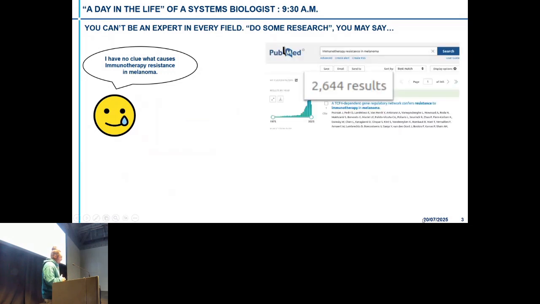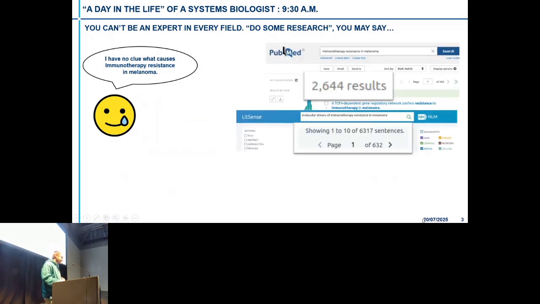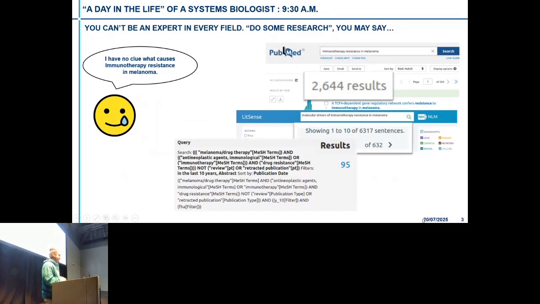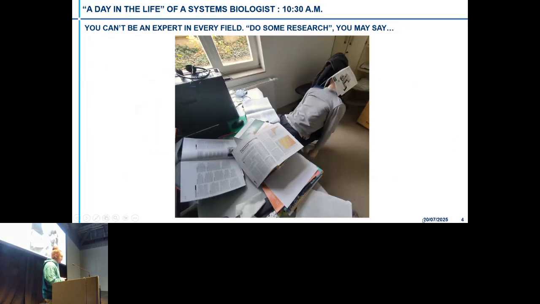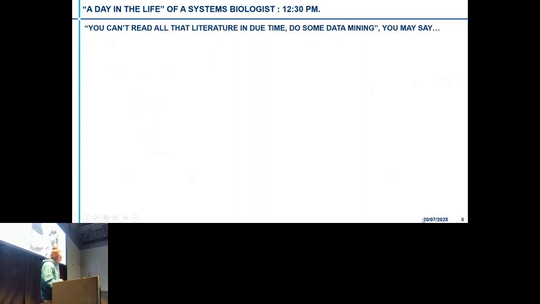But I have no clue, I realize 30 minutes after, what causes immunotherapy resistance in melanoma. Then I start searching the literature and I find thousands of results, no matter the tool I use. The best I can do is with mesh terms to fine-tune my query to 100 papers. So, okay, I start motivated, and after 1 hour, this is more or less the state I'm in if I try to read all the 100 papers myself.